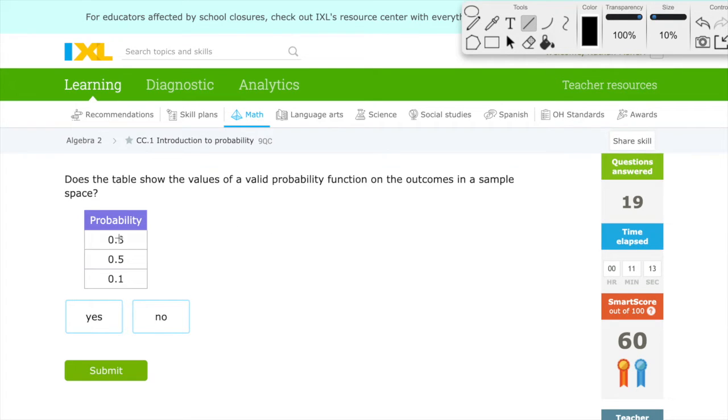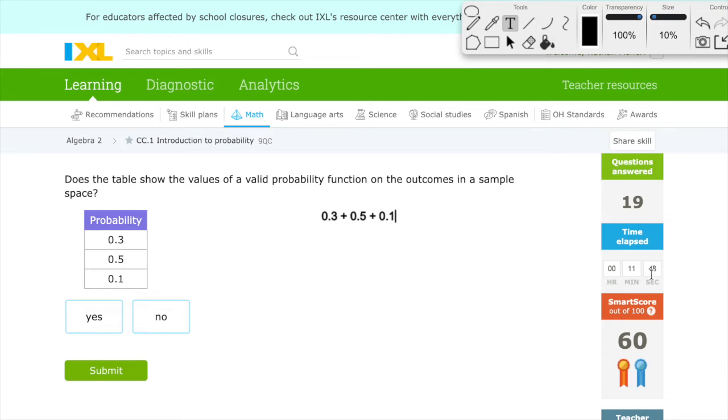So these are 3 different outcomes of something. They don't tell us if we're rolling a lopsided die or whatever it is. Something's happening. There's about a 0.3 probability of this happening, a 0.5 probability of the second thing happening, and a 0.1 of the final thing. I would want to add those up, so 0.3 plus 0.5 plus 0.1. And if those add up to 1, it's valid, and anything else would be invalid.